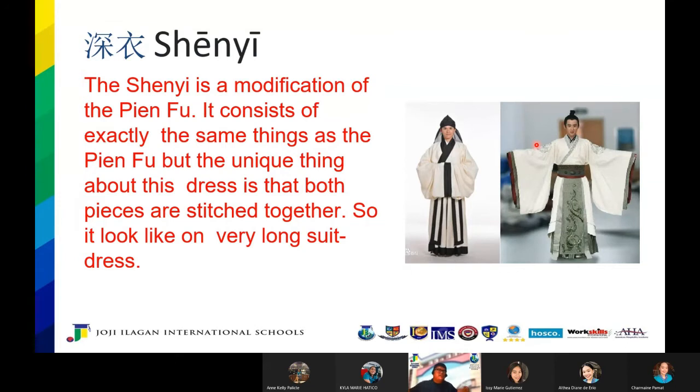Kasi you just wear it as one piece, no? Meaning this is like a modification of the pianfo dahil yung skirt na nasa ilalim at saka yung parang robe sa taas, iisa yan siya naka-stitch together. It's like a very, very long dress. It's a very, very big dress. It's very heavy actually. When you wear the pianfo, it's the shani. It takes a long time to wear a shani.